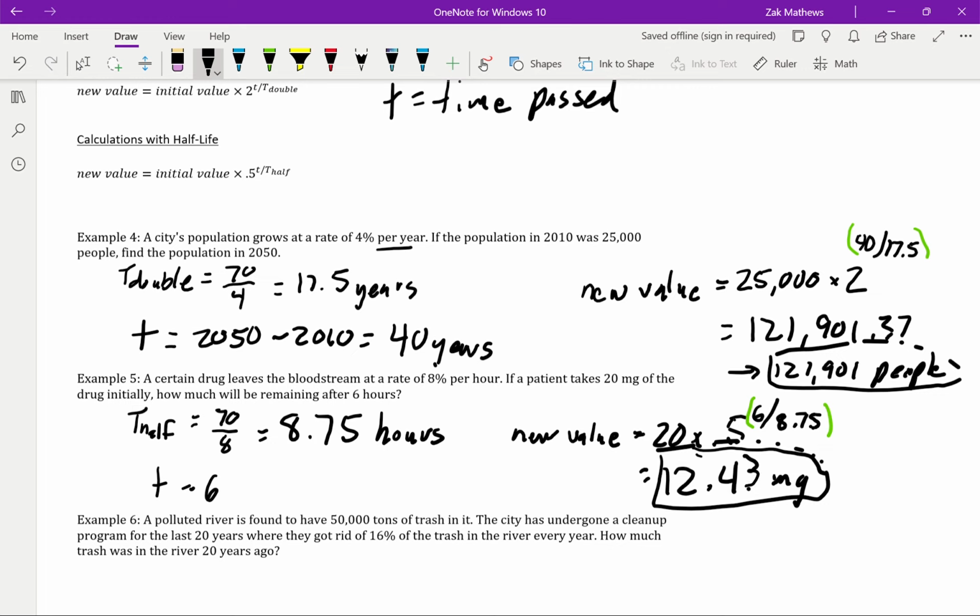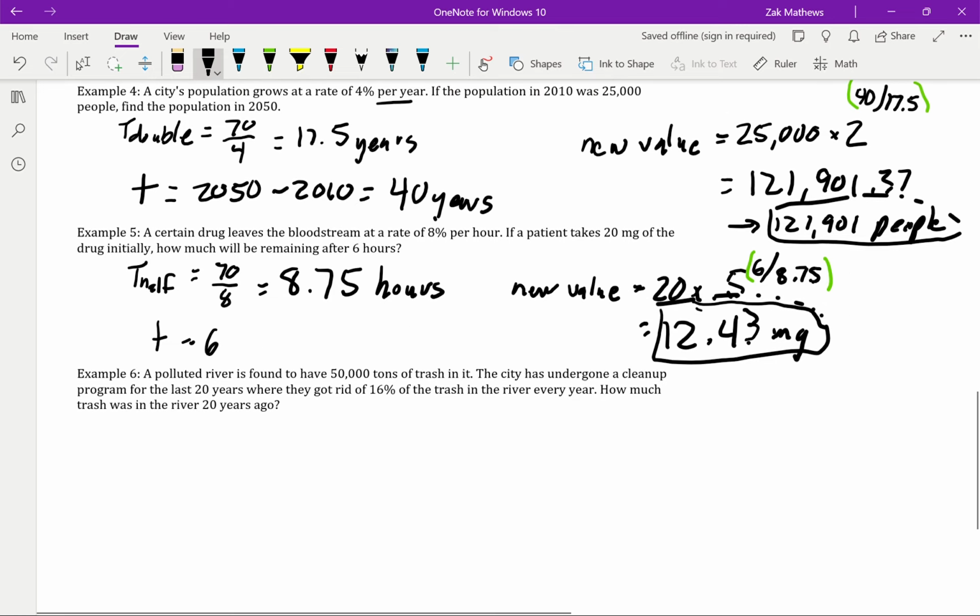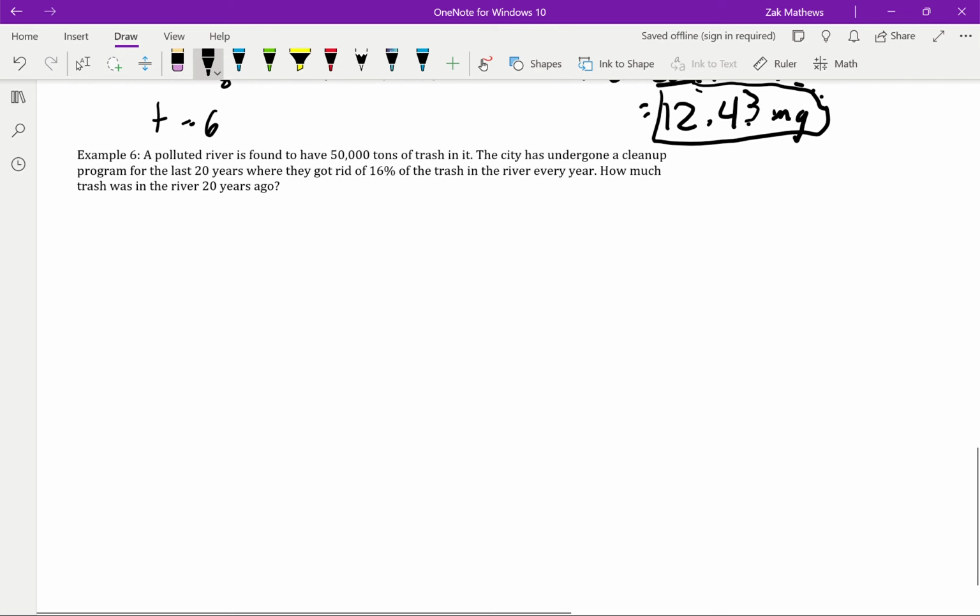So here we can see that we didn't quite end up with half of what we started with. We started with 20 and we didn't get down to 10, and that should make sense. We found the half-life was 8.75 hours. We've only gone 6 hours, so we haven't reached the amount of time it would become half. So a little bit over that though, 12.43 is very reasonable. Let's take a look at this last example.